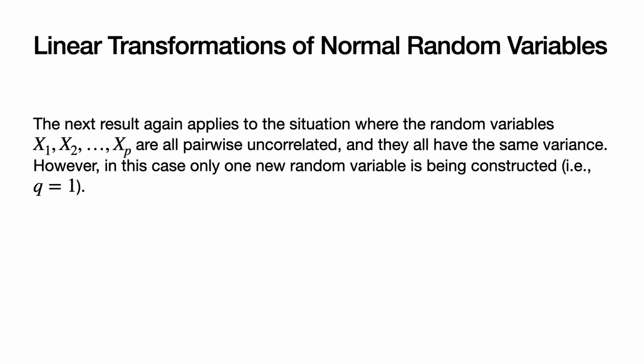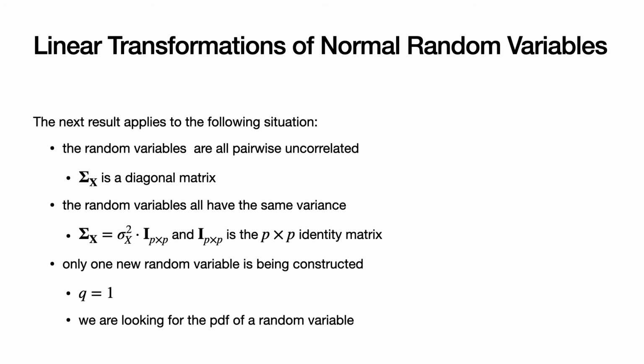Now the next result again applies to the situation where the random variables x1, x2, and so forth up to x sub p are all pairwise uncorrelated and they have the same variance. However, in this case, only one new random variable is being constructed. In other words, q is equal to 1. This is what we're looking at here.